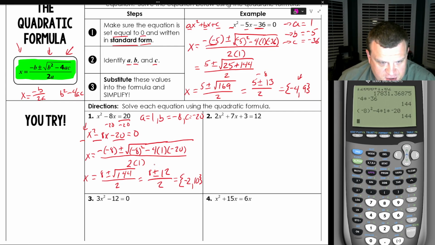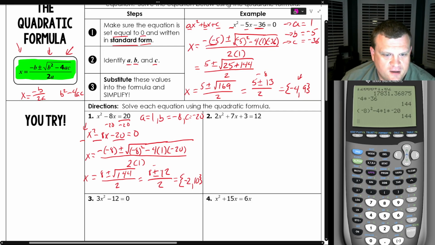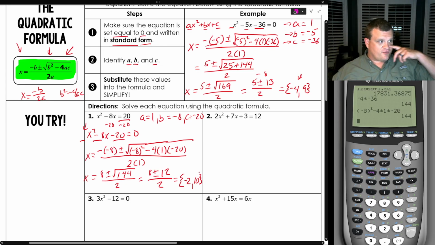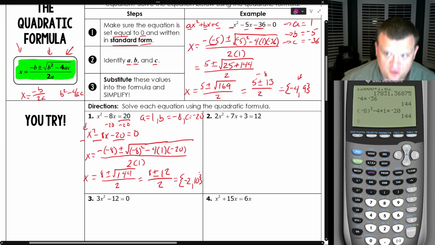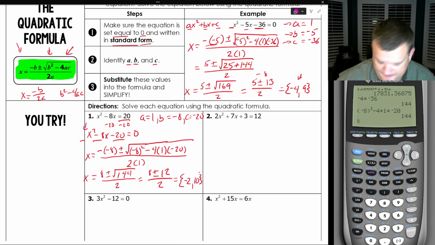I'm doing it in my head real quick. So the 8 minus 12 is -4. -4 divided by 2 is -2, right? And then I do the plus. 8 plus 12 gets me 20. 20 divided by 2 is 10. That's where the 10 comes from. Hopefully that sticks. You have to do both iterations, and know your calculator can't do both at the same time.